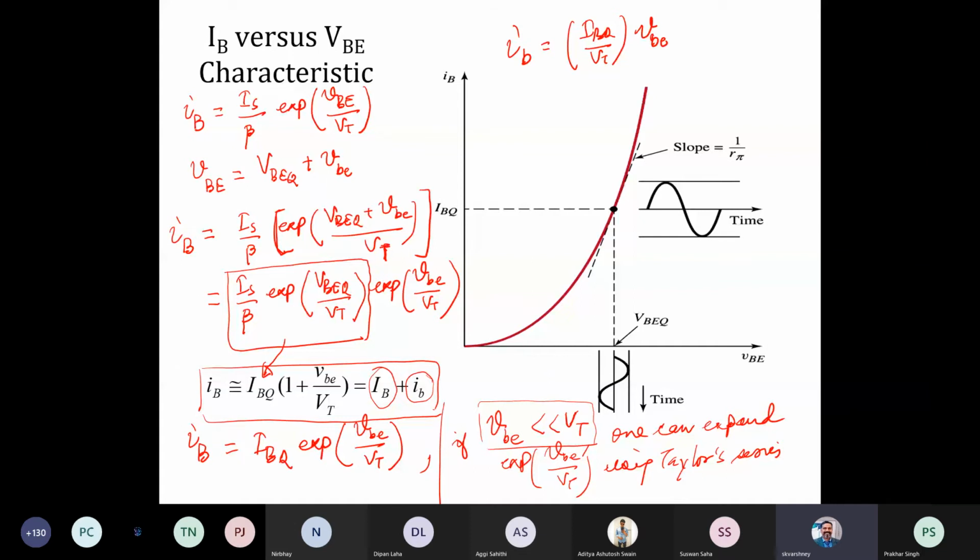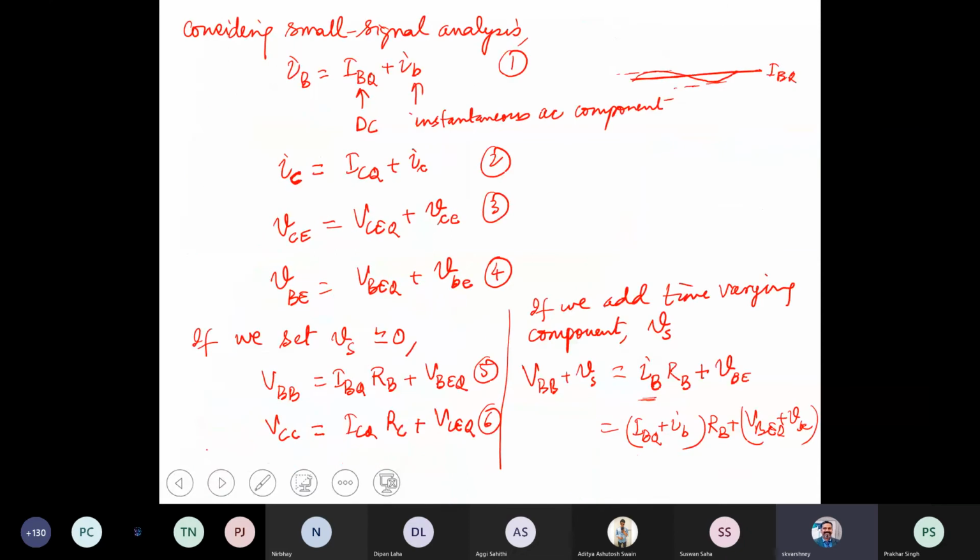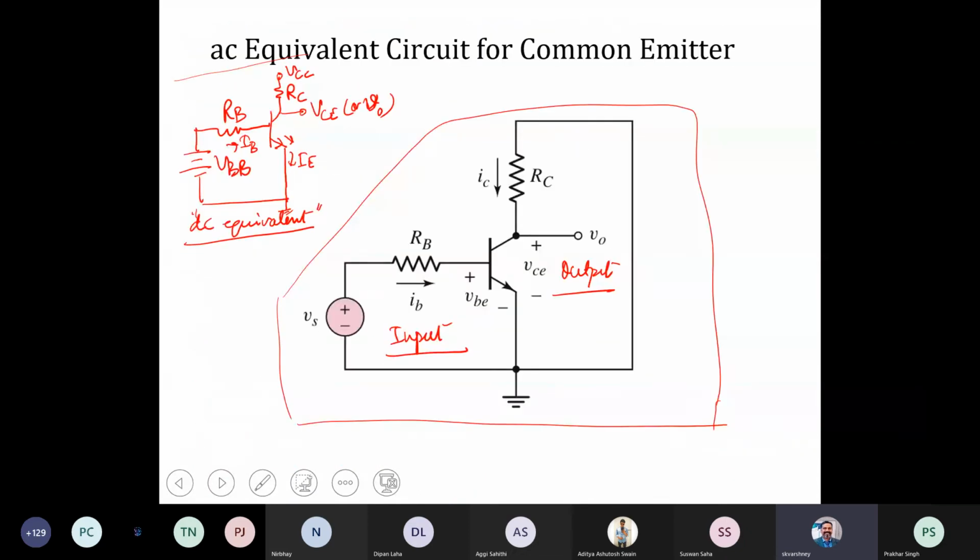This slope we represent in terms of R pi. If you recall in the PN junction, we mentioned a forward diode resistance. In the BJT we write it in terms of R pi, and we say pi because the circuit we draw looks like a pi symbol, right?